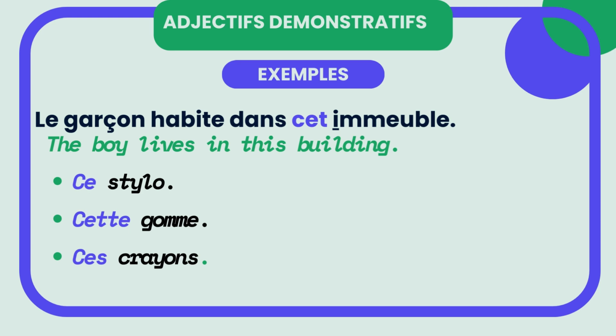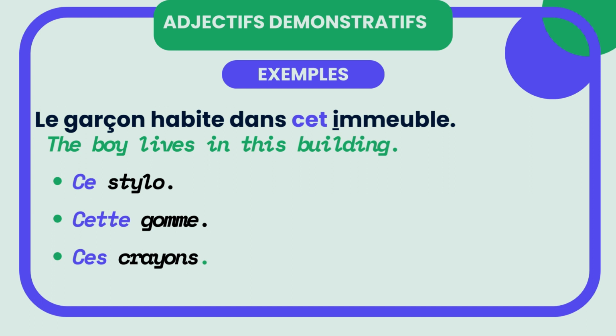Now another example, ce stylo. Here, stylo is a pen and it starts with S, so it is not a vowel. That's why we write ce. Next, for feminine singular, cette gomme. Gomme is an eraser, so here G is a consonant, but we will not write ce because gomme is a feminine noun. And ces is for masculine and feminine both, but for plural.